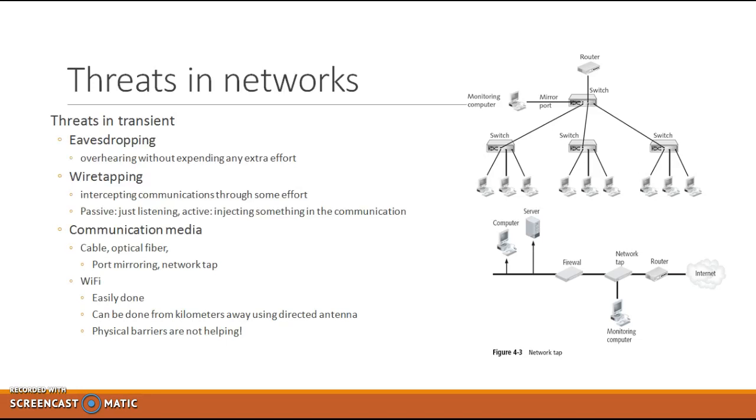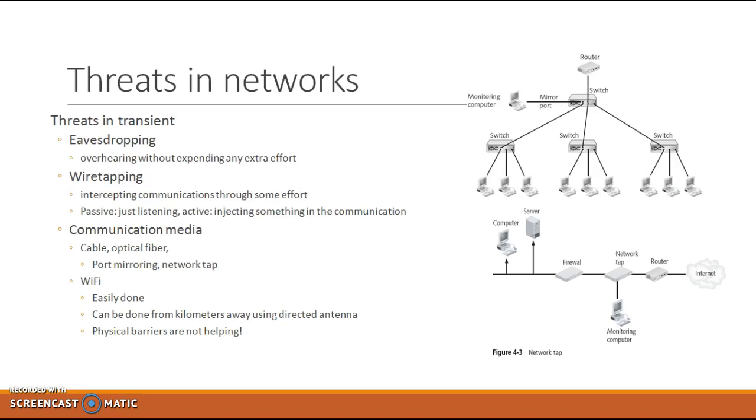Apart from that, we have Wi-Fi, which means communication is easily done with Wi-Fi. But Wi-Fi has many security loopholes and people are exploiting it, and even students, kids, can easily crack Wi-Fi passwords. It can be done from kilometers away using directed antennas. Yes, Wi-Fi works even with walls in between two rooms. Physical barriers are not helping. There is no problem for physical barriers like a wall or anything else between the Wi-Fi and the device.